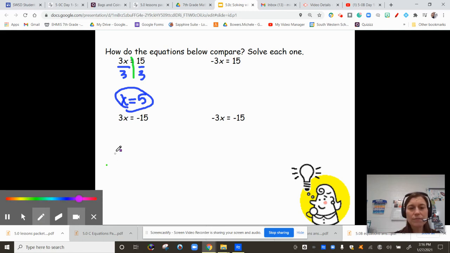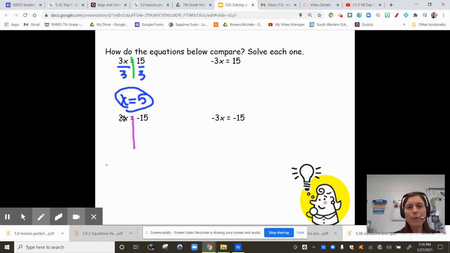Let me do the one below it. Now I have 3 times x equals negative 15. Well, again, I'm going to divide by the number that x is being multiplied by. I'm dividing by the coefficient. 3 divided by 3 is the invisible 1x. And on the right, negative 15 divided by 3. Now, when you do a negative divided by a positive, your answer is negative. So that's negative 5. It's the same value, but a different sign because the 15 was negative this time.